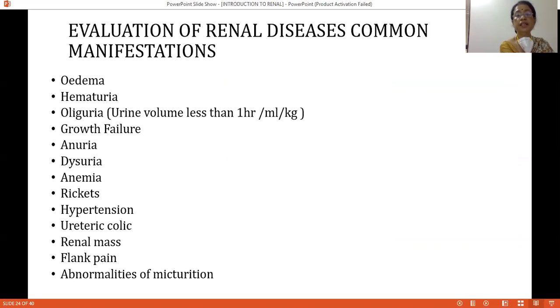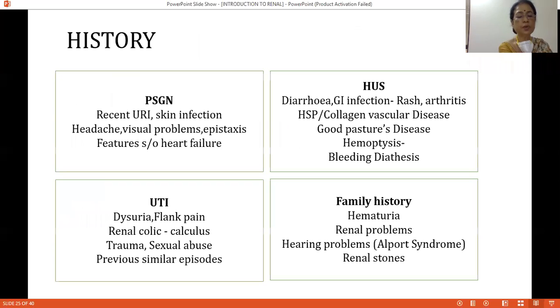So next is evaluation of a renal disease, common manifestations. Already we have mentioned, I will just go through. In a renal disease, what are the manifestations? You will get edema, hematuria, oliguria, growth failure, anuria, dysuria, then anemia, rickets, hypertension, ureteric colic, renal mass, flank pain, abnormalities of micturition.